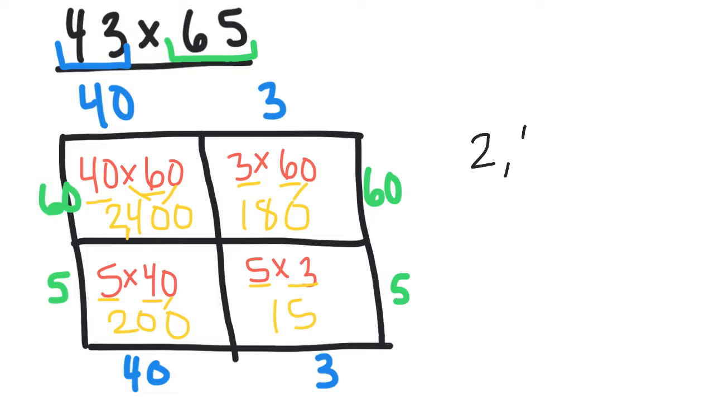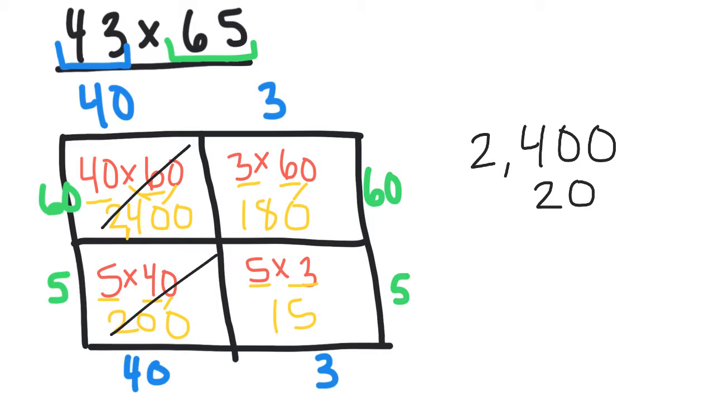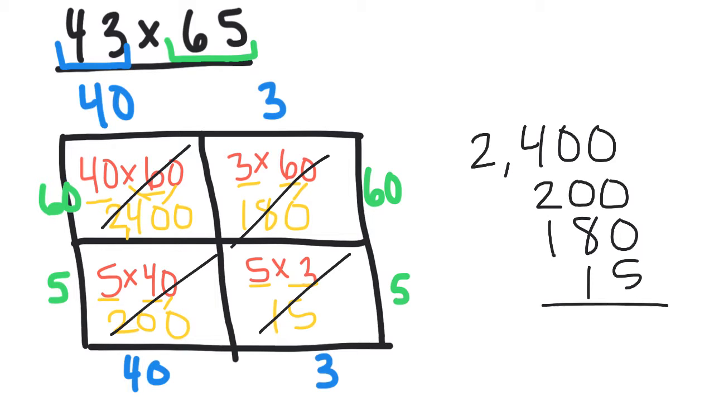So I would have 2,400. I need to be very careful to line up my numbers. I can cross that one out. Then I have 200. I'm going to carefully line up my place values. Then 180. And then 15. I need to add those together.